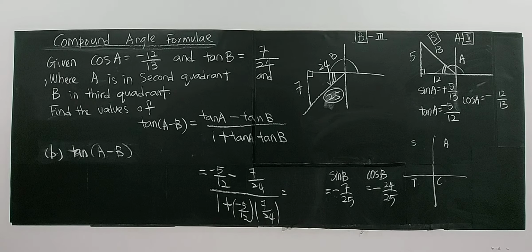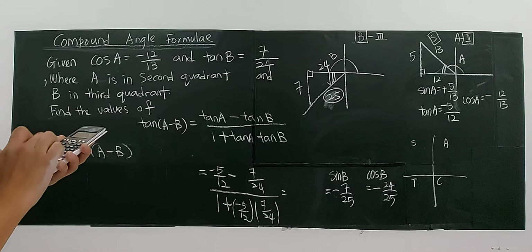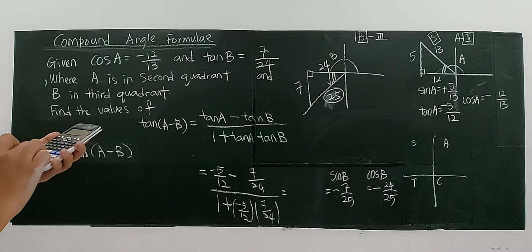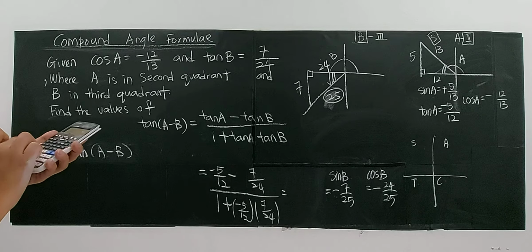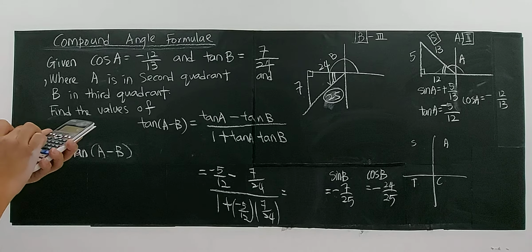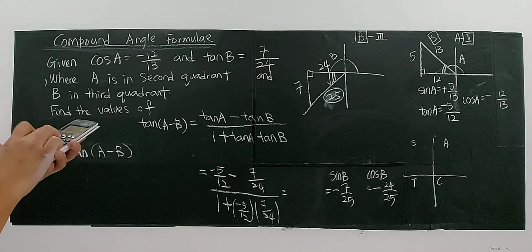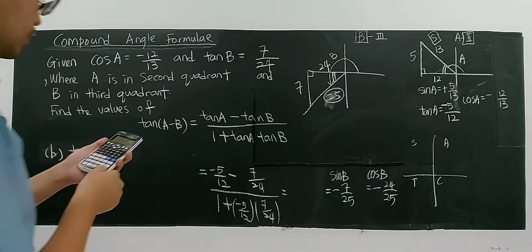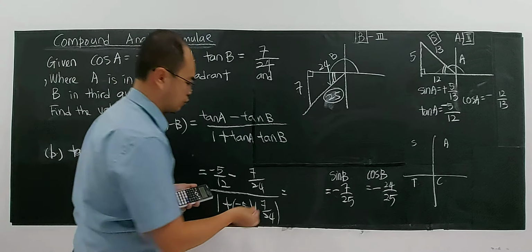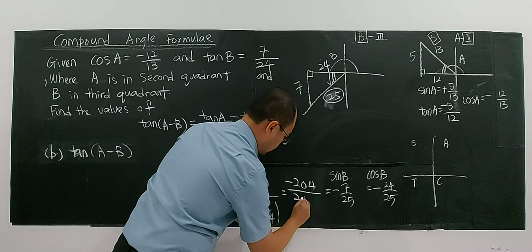So then using a calculator, you can evaluate this fraction here. You are getting negative 5 over 12 minus 7 over 24, over 1 minus 5 over 12 times 7 over 24. Then you get the value of negative 204 over 253.